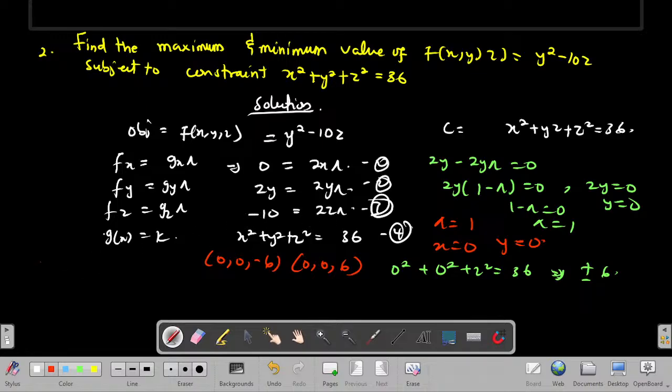Then you know that negative 10 is equal to 2 lambda. Lambda is 1, so we know that 2z is equal to negative 10. Therefore, z is simply going to be what? Negative 5. If z is negative 5, then you are getting something new. All right, so z is negative 5 and x is 0, right? So what are we getting?